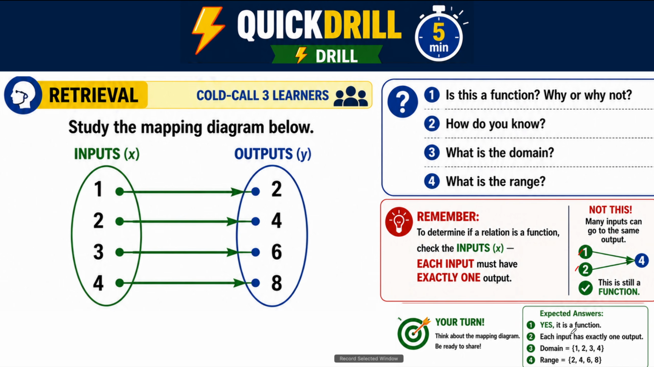So this is an example of the expected answers for this particular question. In question number 1, yes, it is a function. Each input has exactly one output. That's the explanation. The domain is 1, 2, 3, 4. This is how we write the domain, with curly braces and an equal sign, or the word domain. The range is 2, 4, 6, 8, separated by commas.